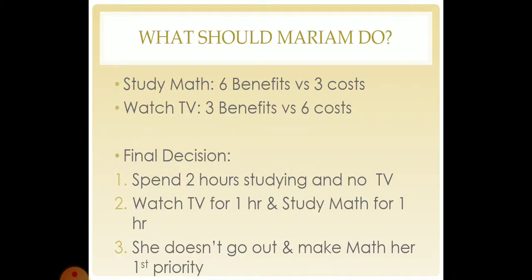So, what should Mariam do? What do you think, guys? Study math: 6 benefits versus 3 costs. Watch TV: 3 benefits only versus 6 costs. Final decision: spend 2 hours studying and no TV, and she has an alternative here: watch TV for 1 hour and study math for another 1 hour. She doesn't go out and makes math her first priority.